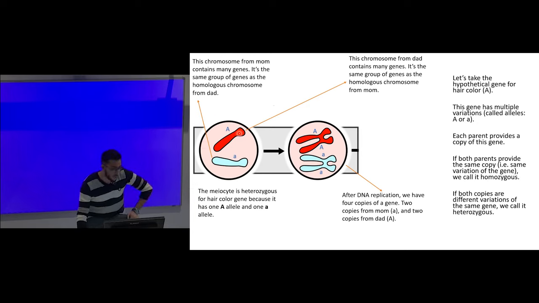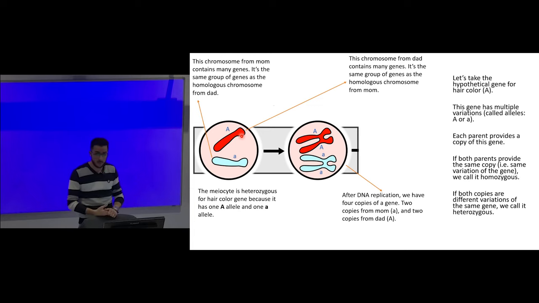Now, what's up with the big A and small a? Big A and small a mean you have two different variations of the same gene. Let's say, for example, big A gives you black or brown hair, and small a gives you blonde hair. These variations are called alleles. In this case, we say that the cell is heterozygous for the hair color gene because it has one copy that is dominant and one copy that is recessive, one from mom, one from dad.